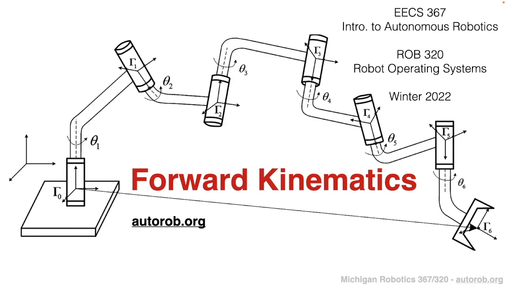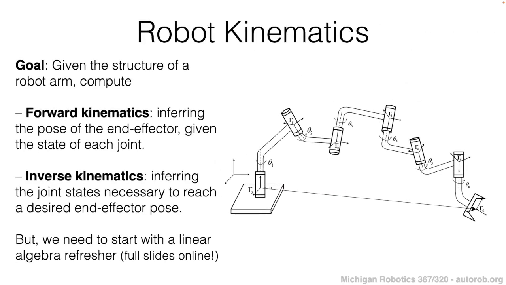When we talk about kinematics within robotics, the high-level concept can be summarized in a couple of points, as shown here. Ultimately the goal for robot kinematics is to consider the following. We're given the structure of a robot arm. We're told what each part of the robot is, and given some information about what structure the robot can take, and we want to compute two possible results. The first would be inferring the pose of the end effector of the robot given the current state of each of the joints.